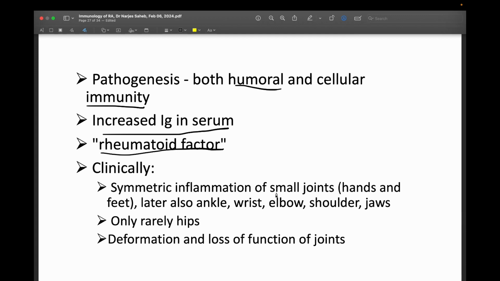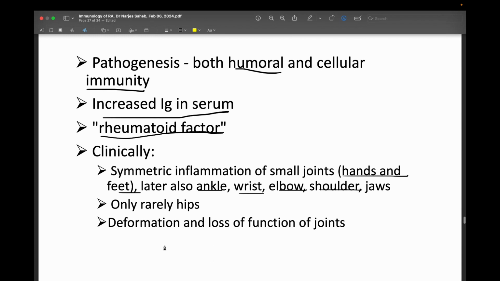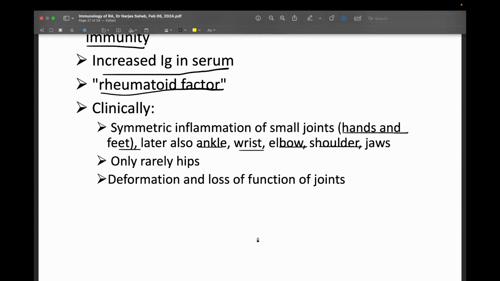Symmetric means if it's present in the right hand, it's also present in the left hand. So from this we can tell it's a systemic autoimmune disease because it involves multiple joints, which are the joints of the hands, feet, later including the ankle, wrist, elbow, shoulder, jaws, only rarely hips. In the end it will lead to deformation, deformity and loss of function of the joint. I think the term was ankylosis, basically fixation of the joint. The joint will no longer move.